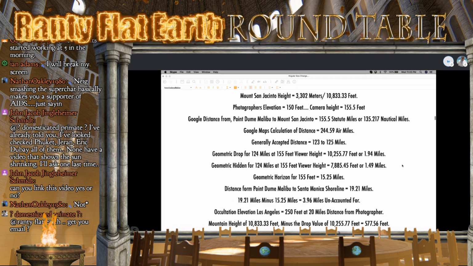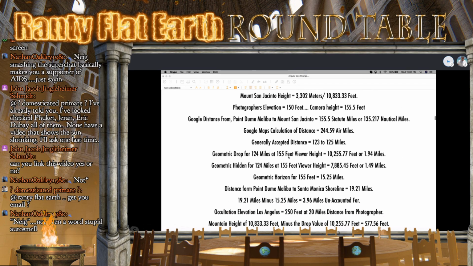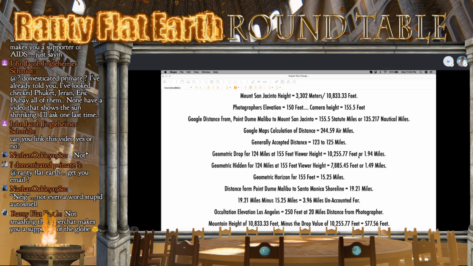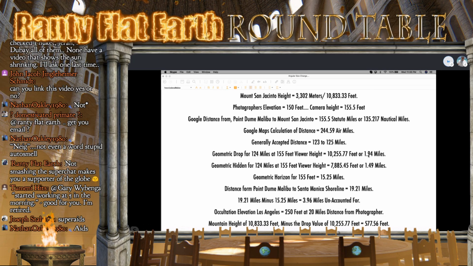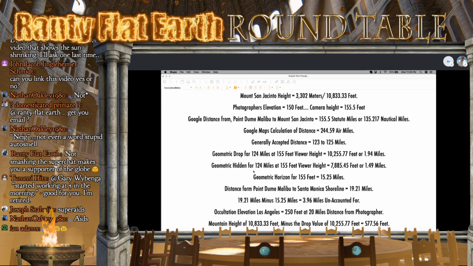Geometric drop for 124 miles at 155 foot viewer height on a globe would be 1.94 miles. Okay, that's the drop. Geometric drop is 1.94 miles, and geometric hidden is 1.49 miles, or 7,885 feet. Okay, that is hidden.